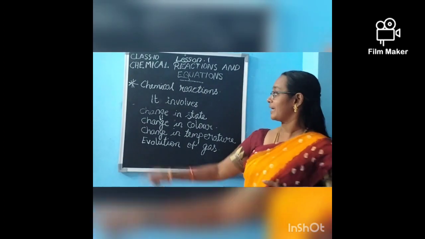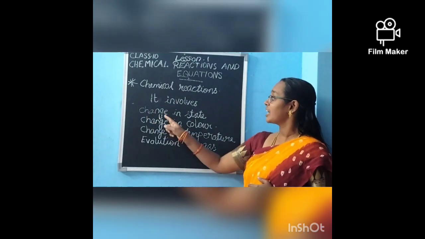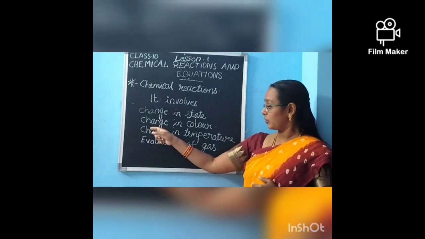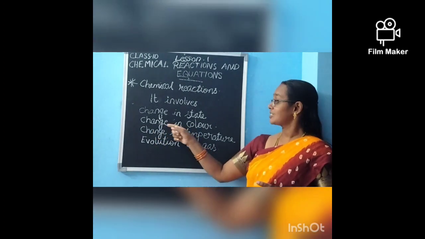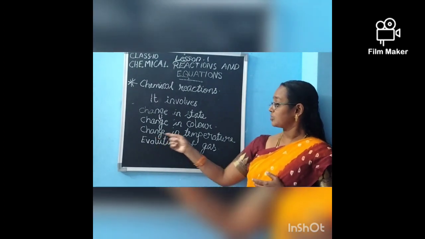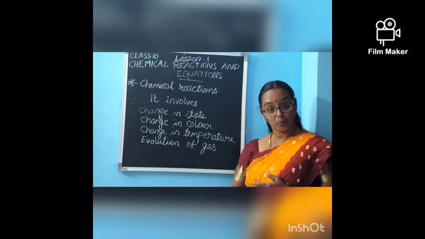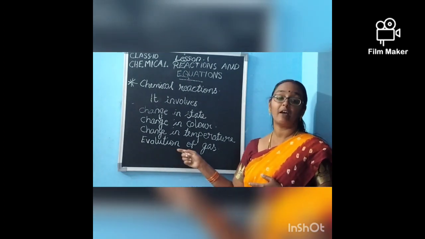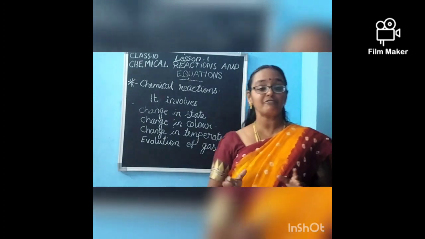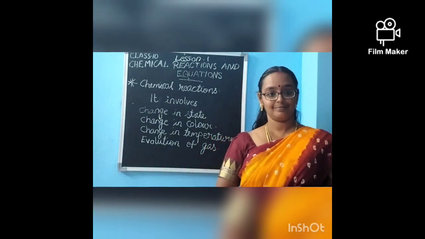Do you know? We can see. It involves change in state. The state will be changed. It may involve change in color. It involves change in temperature. The temperature also may be changed, as well as there may be evolution of gas. These four changes may happen if a chemical reaction is done.